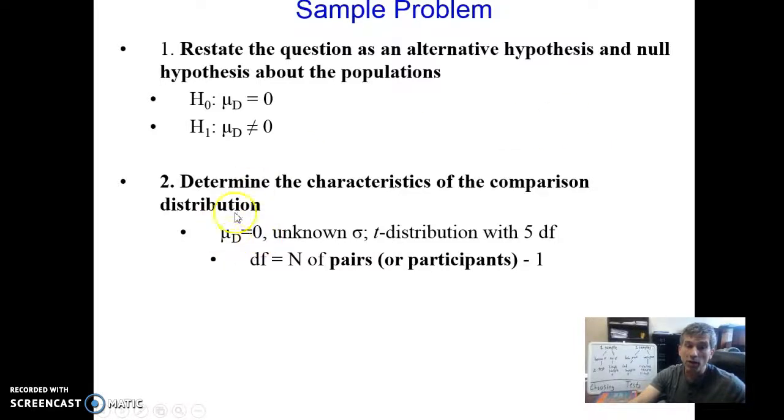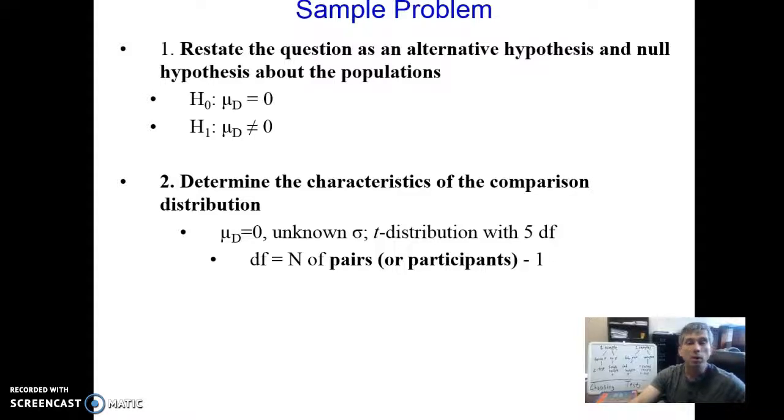Step 2, figure out our characteristics. We know that the mean of that difference score distribution is 0 because that's always what we're predicting here, at least in this class. Don't know our variability measures, don't have a standard deviation, don't have a standard error. We know we have a t-distribution, we have 5 degrees of freedom. How did I get that? Again, I took the number of participants, which is 6, or the number of pairs of scores, and subtracted 1.